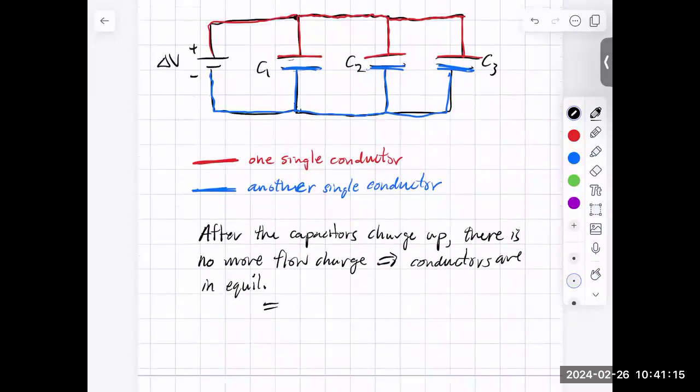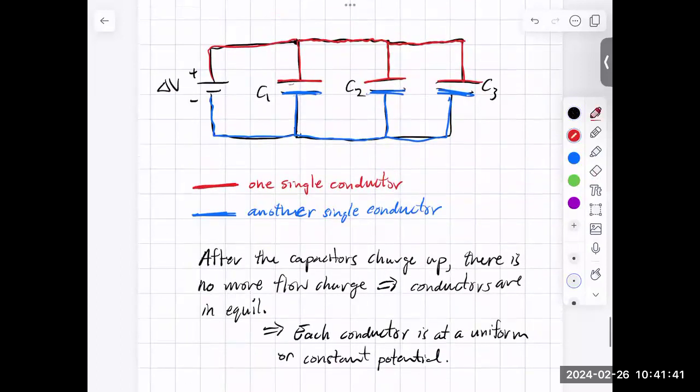So that means each conductor is at a uniform or constant potential.